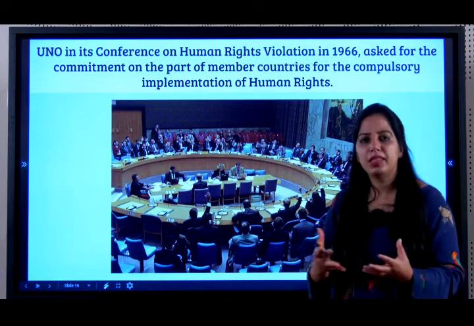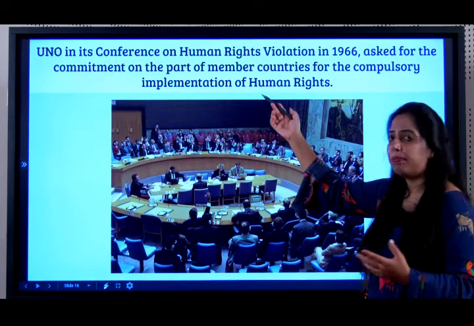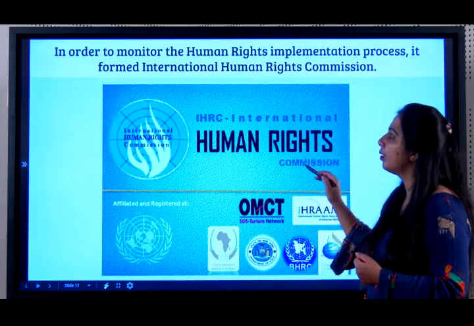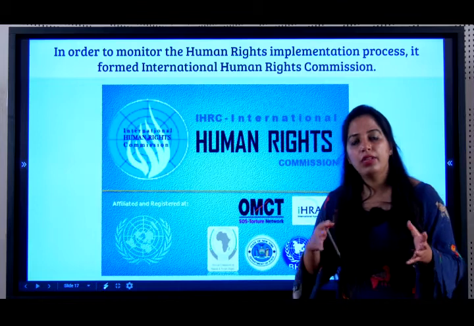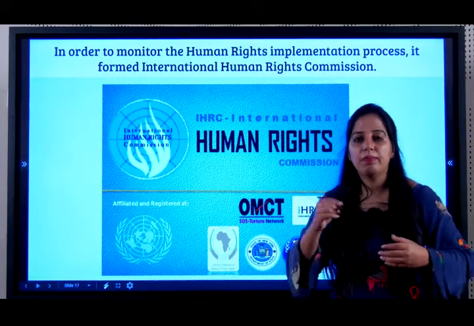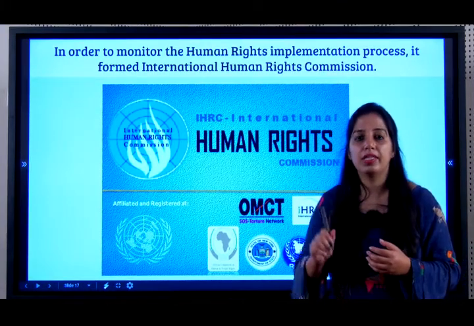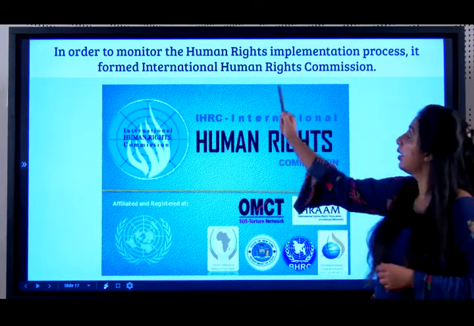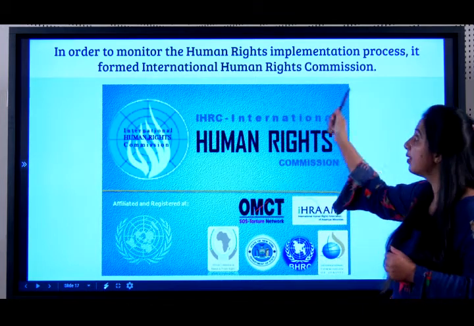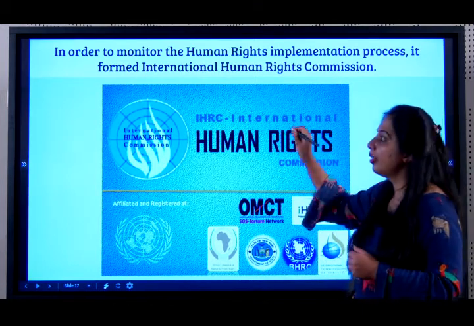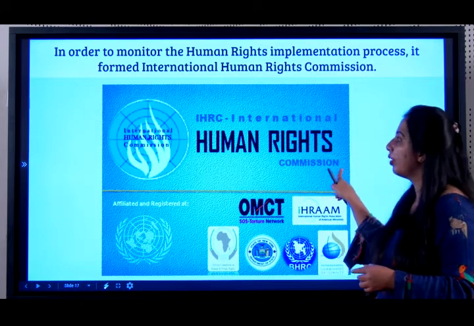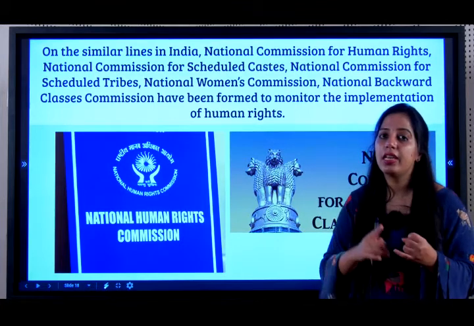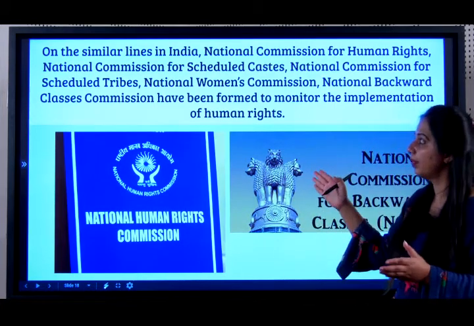It asked for the commitment of all the members who were present for compulsory implementation of human rights. So earlier, students, they just signed the declaration, but now they made it compulsory. So they formed an institution called the International Human Rights Commission to monitor the implementation of human rights. On similar lines in India, we formed the National Human Rights Commission.